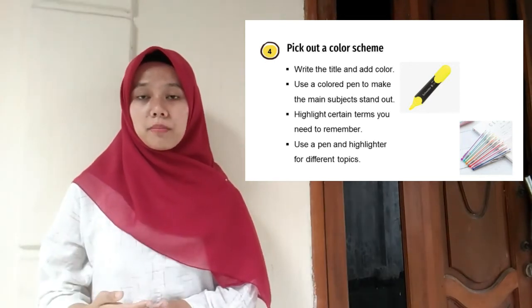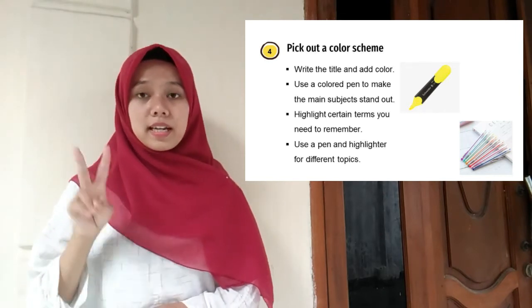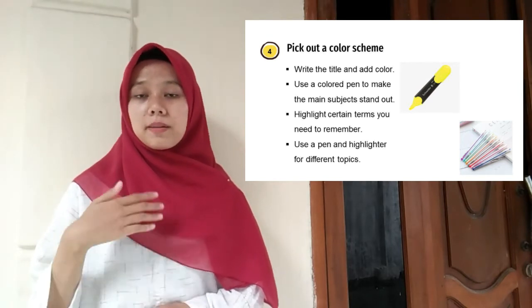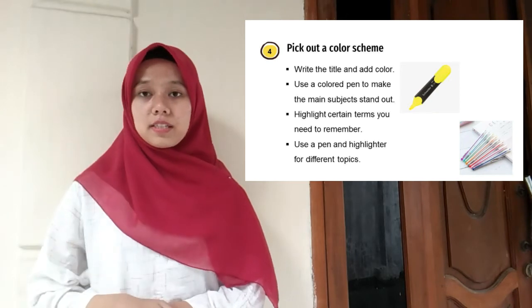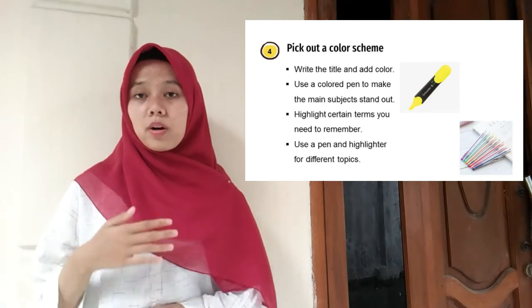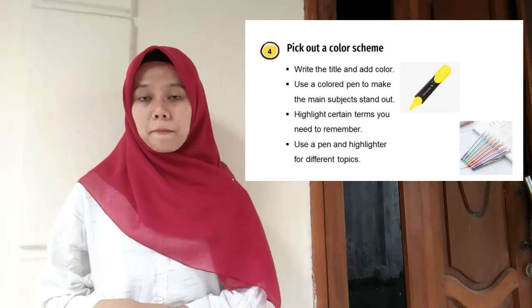After you do a color scheme, the first is write the title and add different colors in each page. The second is use a color pen to make the main subject stand out. And the third is highlight certain terms that you need to remember or the important points. And the last is use a highlighter in every different topic. So for example, when you want to color your notes, the title is the black one, or the subheading is on the blue one, it will make your notes more attractive, right?